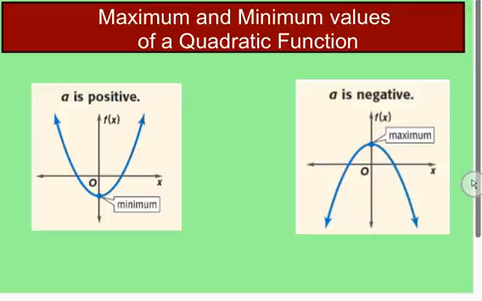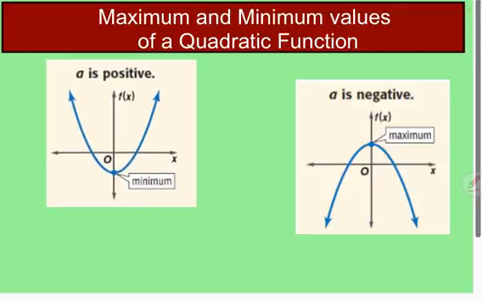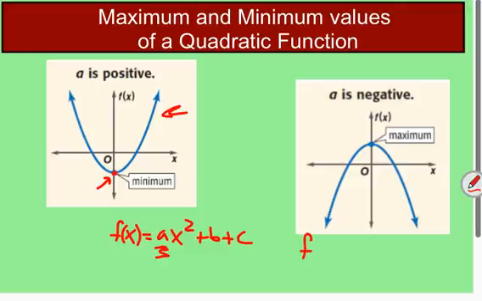I talked before about this. If a is positive, f of x equals ax squared plus bx plus c, your graph is going to open up like this, and your vertex will then be a minimum instead of a maximum. If you have a negative a, it's going to open down. If the coefficient of x squared is negative, it's going to open down like this, and you'd have a maximum value.